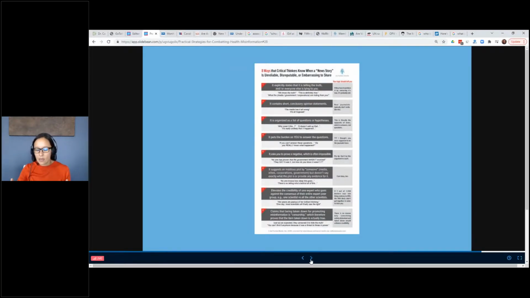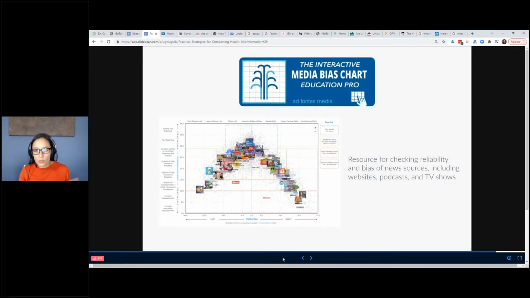I've got this handout that we can email to participants afterwards, that lists out the red flags that I went over in a little bit more detail. There are actually 8 of them. This says 8 ways that critical thinkers know when a news story is unreliable, disreputable, or embarrassing to share. These are the red flags, the rhetorical devices to train your students to look at. And then the other one is one of our resources, the Interactive Media Bias Chart Educator Pro.